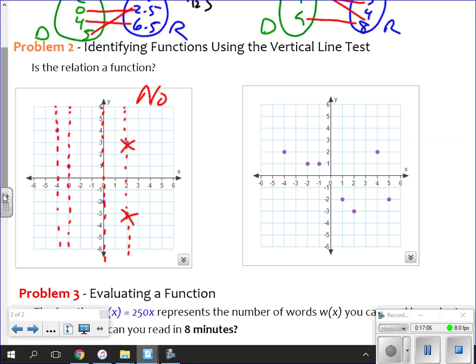No, that is not a function. It failed the vertical line test. I have 2 dots on one vertical line. More than one dot on any vertical line, not a function.